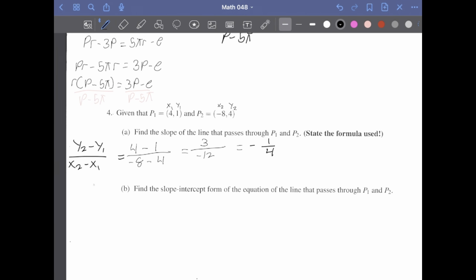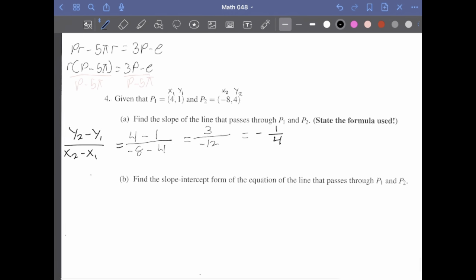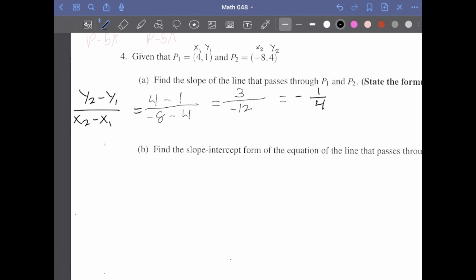Find the slope-intercept form of the equation of the line that passes through P1 and P2. So we're going to use the point-slope formula, and that formula is y2.